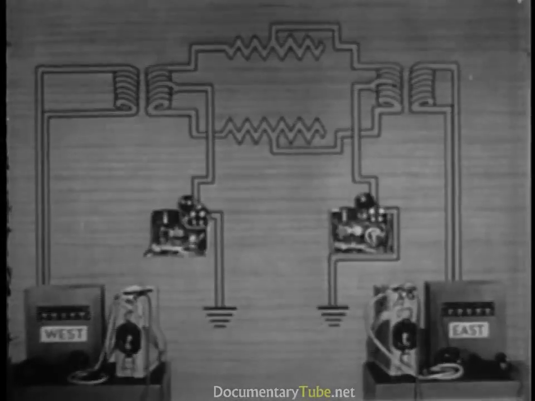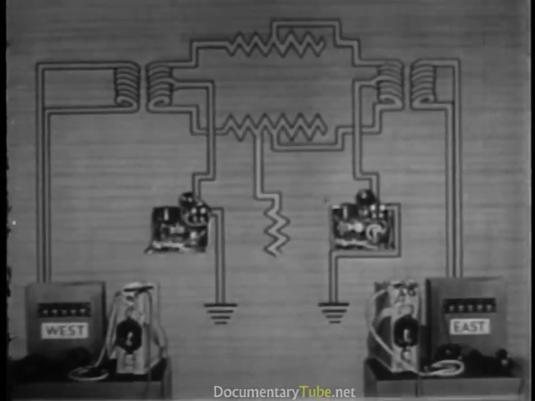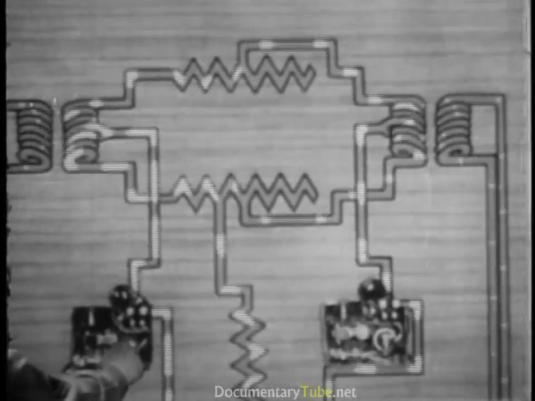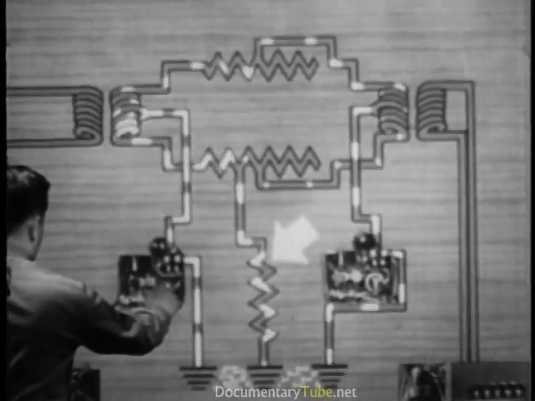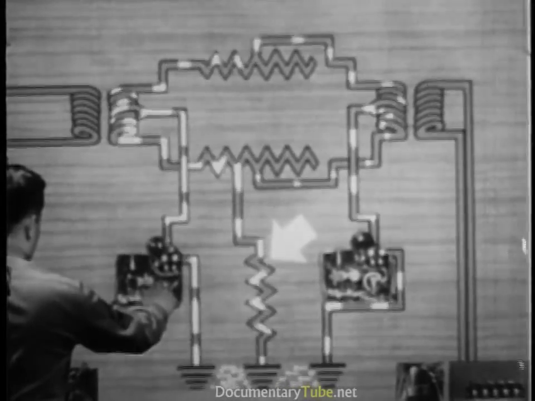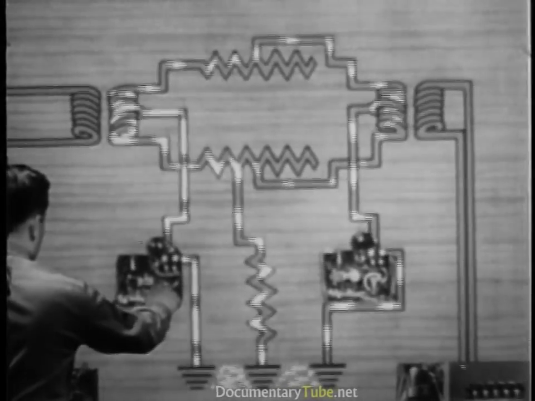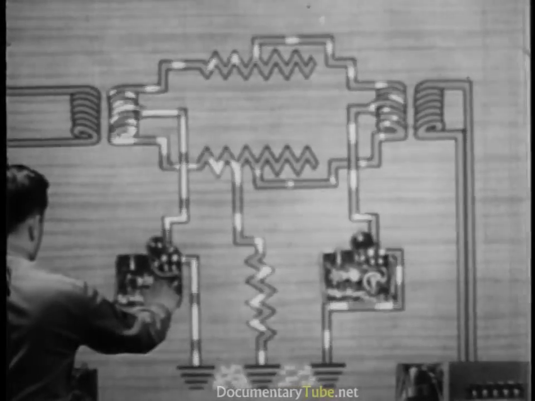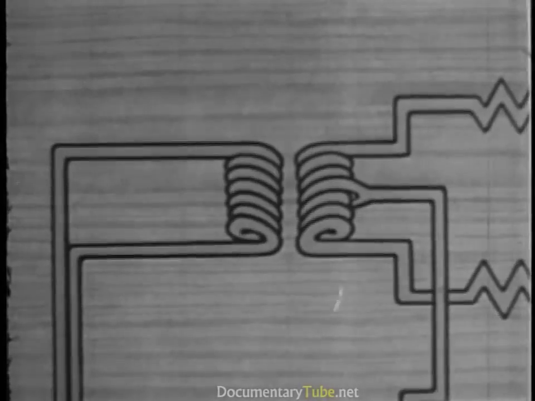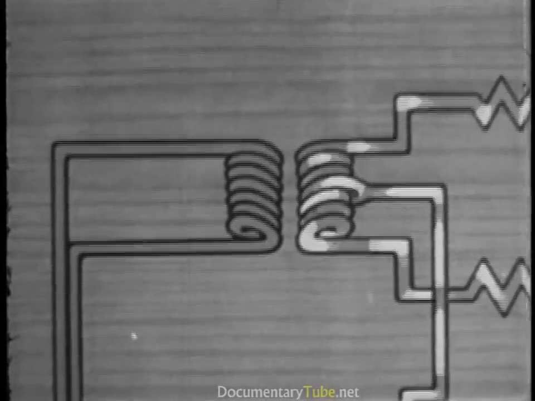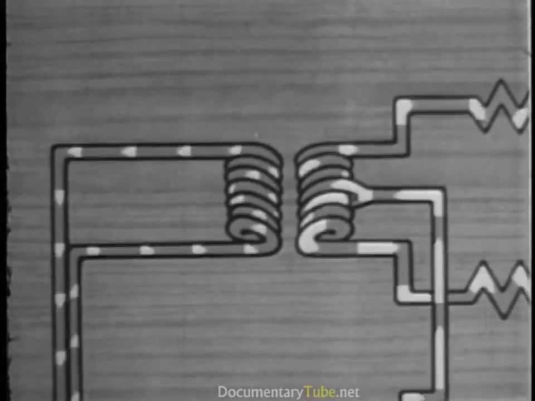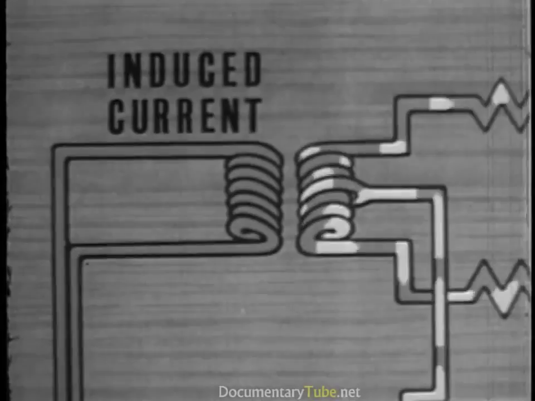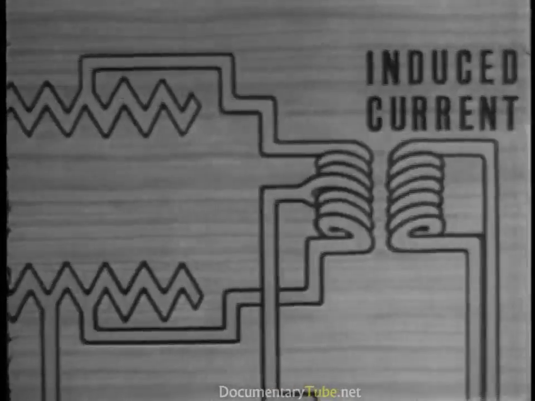Another condition which causes interference is an accidental ground on one of the line wires. Part of the telegraph current is diverted by the accidental ground. However, enough generally gets through to operate the other telegraph set. Currents are unbalanced in both repeating coils, and current is induced in both the other windings. Notice that the induced current is greater at the sending end than at the receiving end.